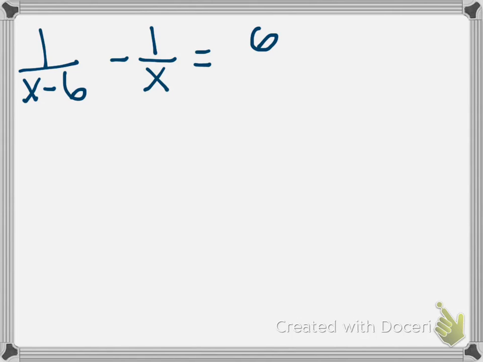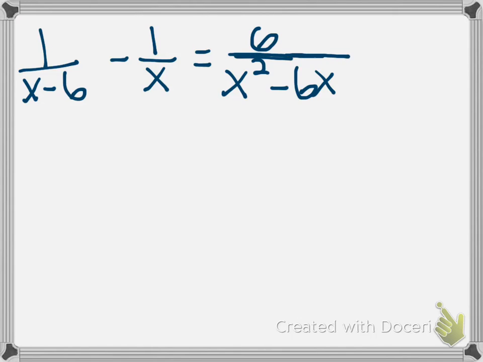It's still going to be the same directions. I'm still going to ask you to solve this guy. So let's solve one that looks a little bit trickier. So 1 over x minus 6 minus 1 over x equals 6 over x squared minus 6x.